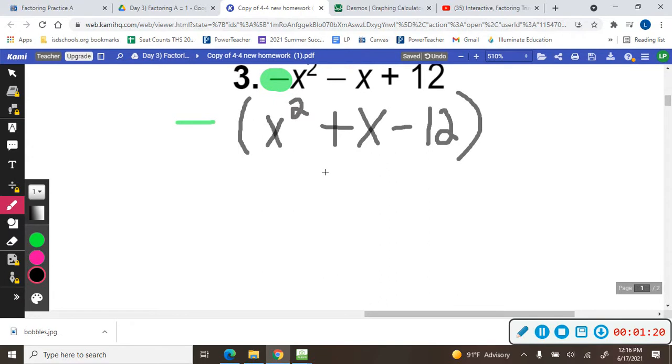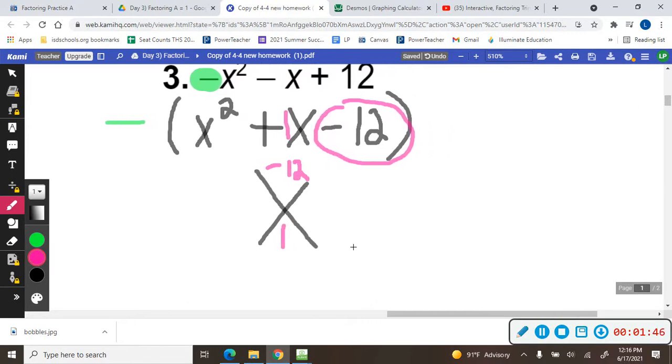From there, I need to find two numbers that multiply to negative 12 but add to 1. And that's a 1 because that's a 1x. So I start playing around with the number 12. It's actually negative 12. And I say, okay, what about -1 times 12? That works. But when you add them, you get 11.